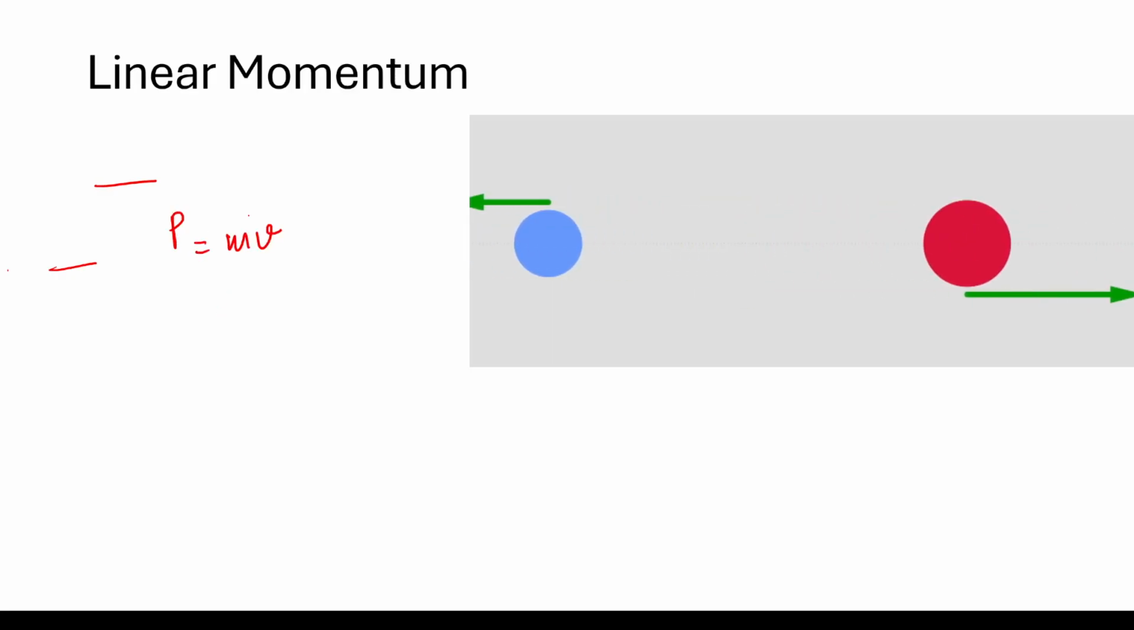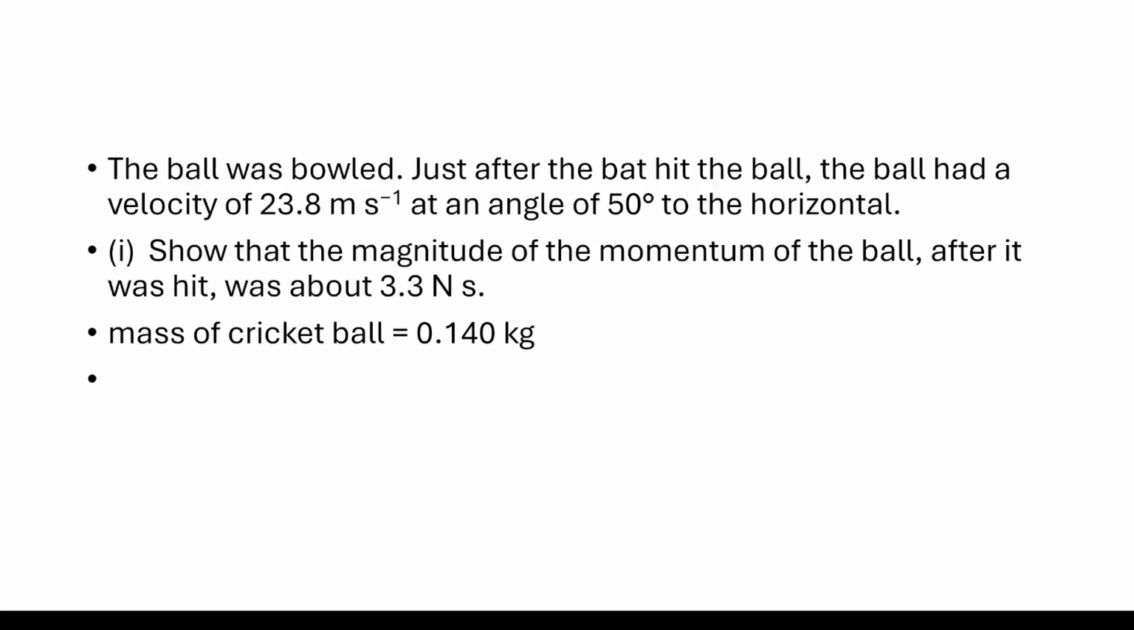Okay, next, let's try using the formula. The ball was bowled. Just after the bat hit the ball, it had this much velocity at an angle of 50 degrees to the horizontal. Always draw the diagram. It helps you to understand some complicated problems. So let's say 23.8 meters per second at 50 degrees to the horizontal.